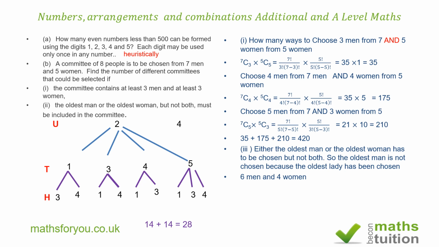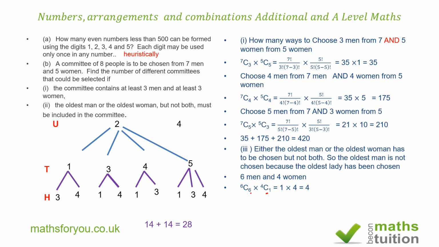Because it's imperative that either the oldest man or the oldest woman has got to be chosen, so we know that already. We've got no choice in the matter at all. So now what we do is we can choose 6 men from 6 men and 1 woman from 4 women. So 6 plus 1 will give us 7.